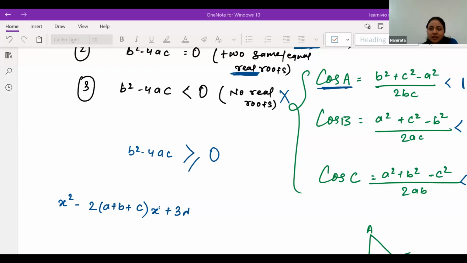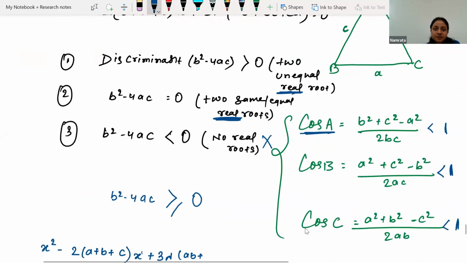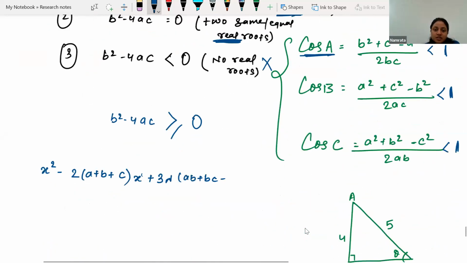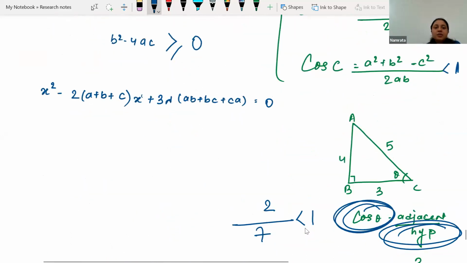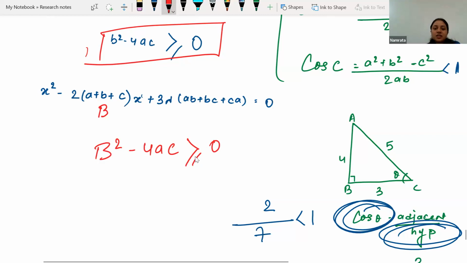So yeah, we will be taking the condition that the given equation 3 lambda AB plus BC plus CA is equal to 0. Here we will be using the condition b square minus 4ac is greater or equal to 0. As you can see, this is B. The quadratic equation looks like ax square plus bx plus c is equal to 0. You know that, right? Yes, ma'am. We will be taking this condition.